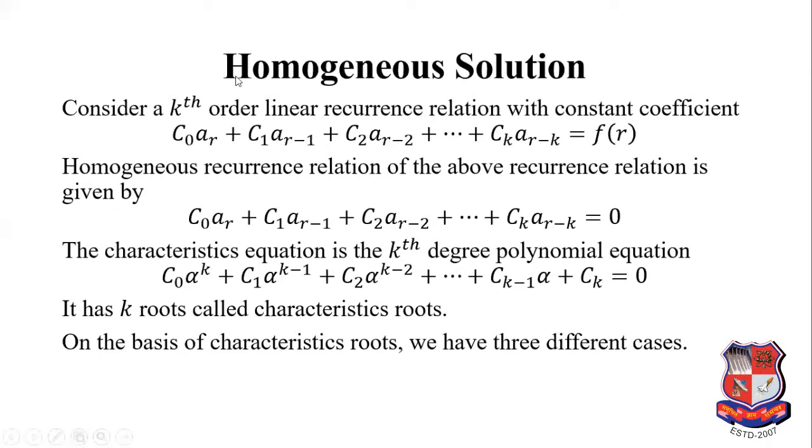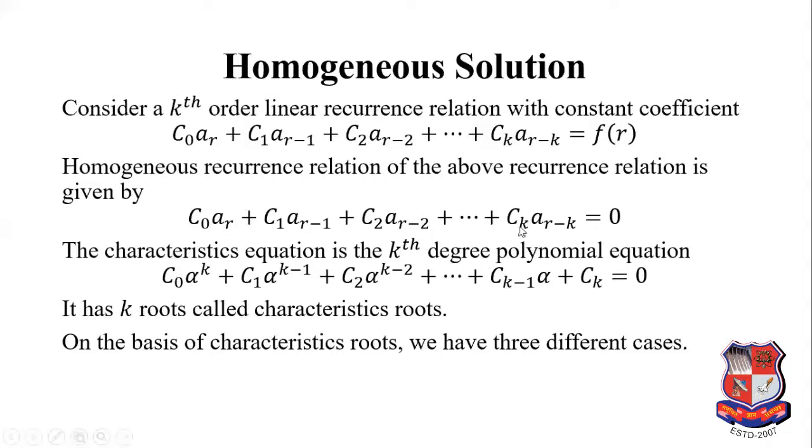Homogeneous solution. First we'll discuss the homogeneous solution and then we'll go for the non-homogeneous. In the recurrence relation, the term on the right hand side, that is f of r, if the value of that f of r is equal to 0, then that recurrence relation is known as a homogeneous recurrence relation of order k.